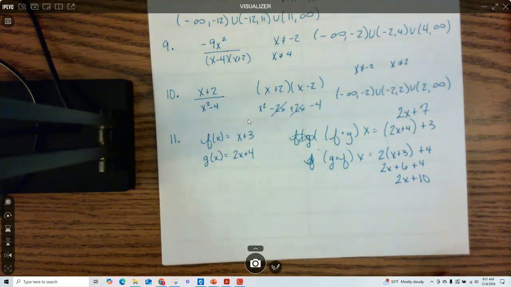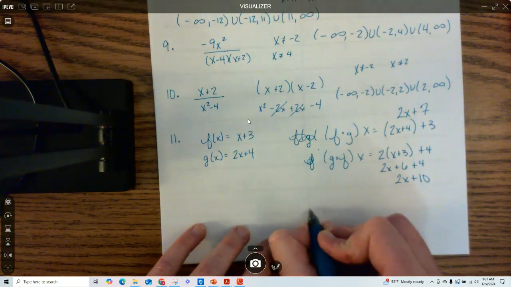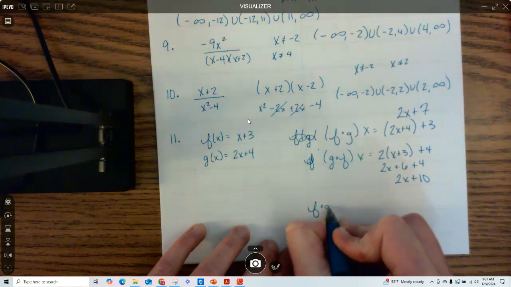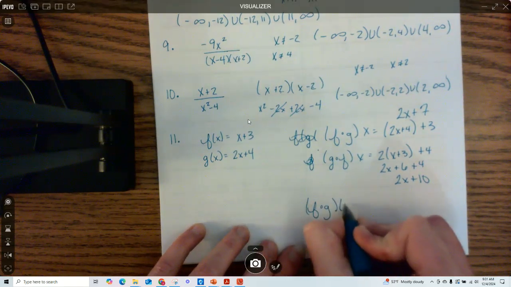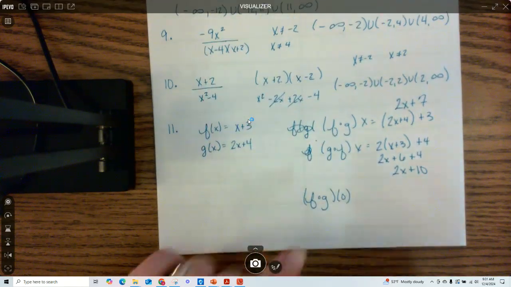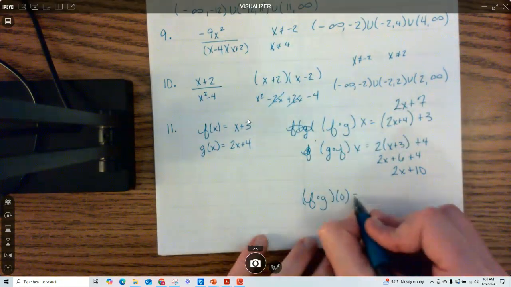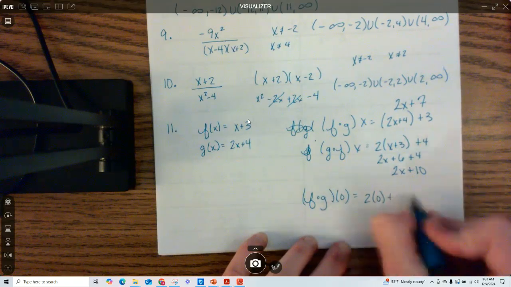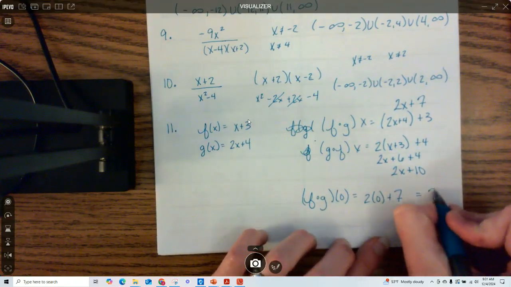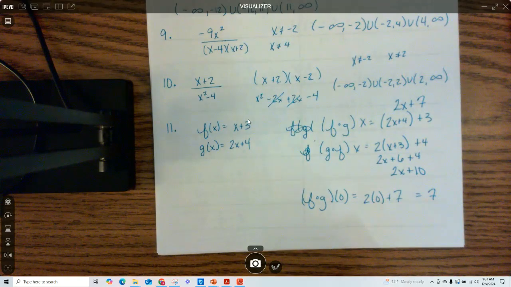And then it has f times g and then a 0. So, like this, and then a 0. So that means we're going to take this function and we're going to plug a 0 in for the x, which would just be a 7.